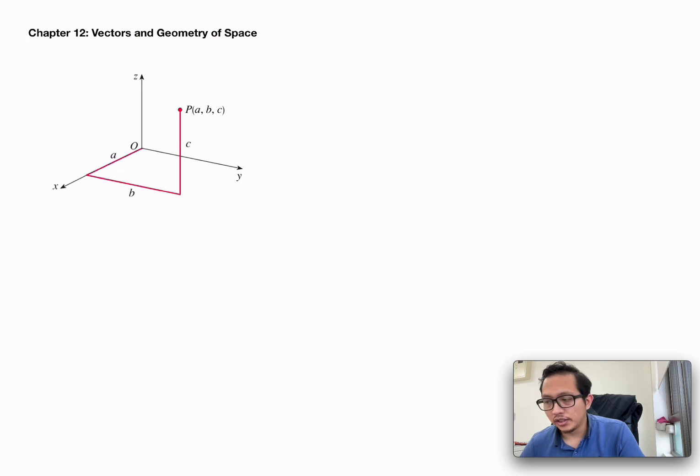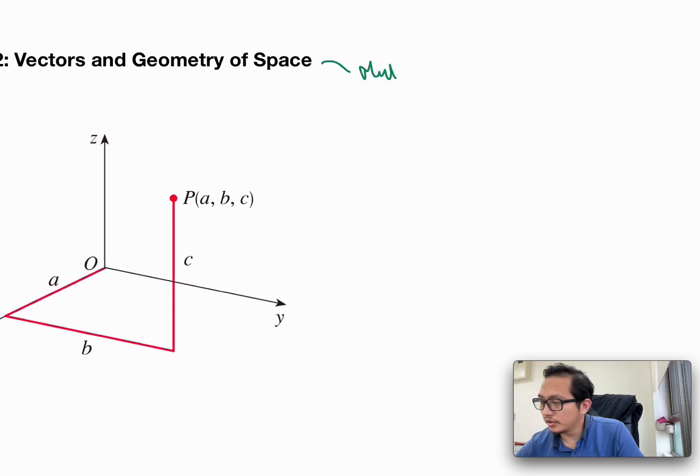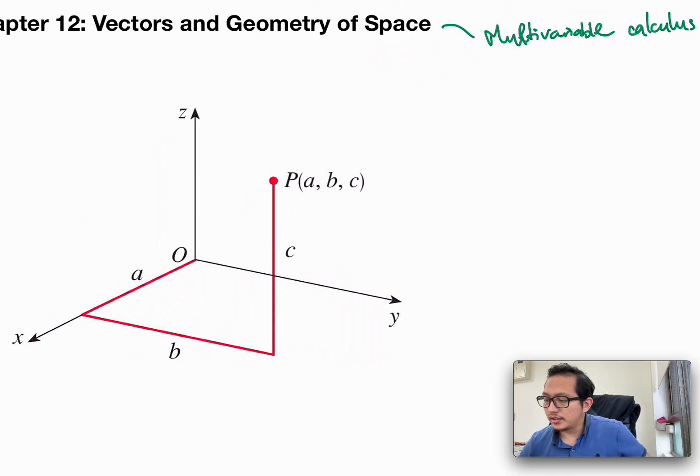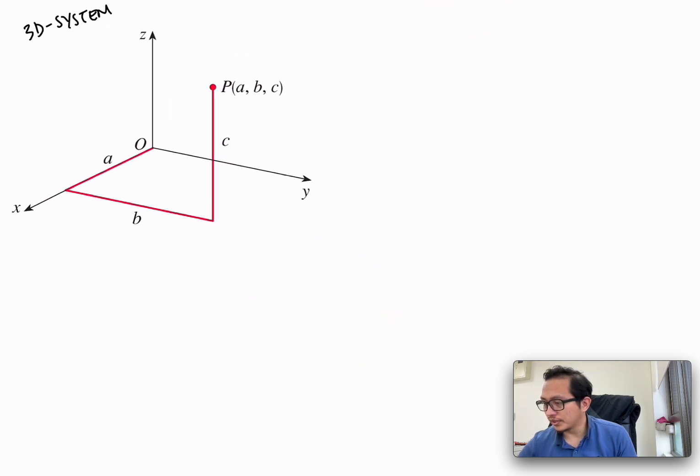Okay, so since we are in calculus 2, we are in multivariable calculus, which, by the way, we could describe efficiently using vectors. So first, let's define the geometry of space. Let's say this is a 3D system, where we can easily describe a point in a three-dimension system. I think you should be familiar with this system for now.